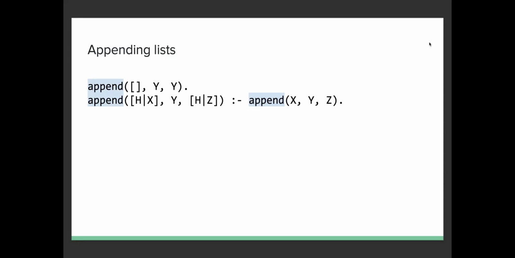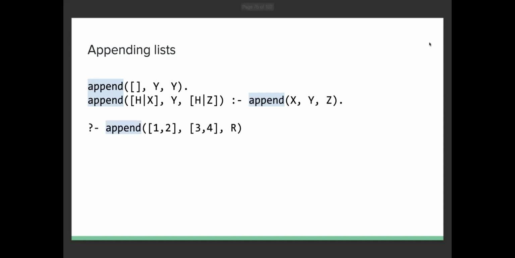So append here is like plus plus in Haskell. It takes two lists and outputs a list. It just glues the lists together, like adding two strings together, for example. Does it make sense?